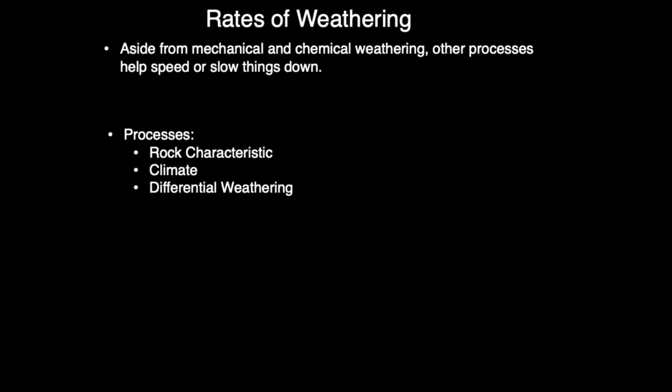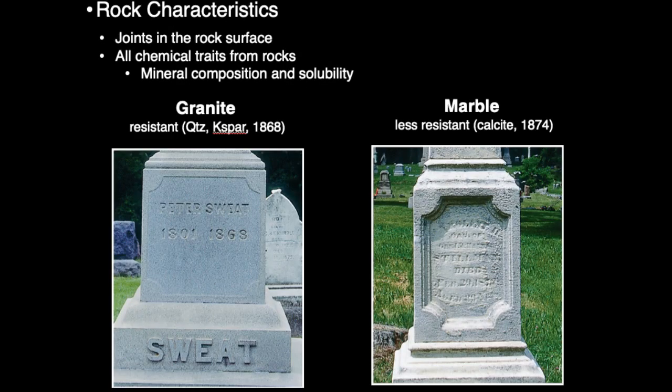Apart from the outside factors involved in chemical and mechanical weathering that split the rock into smaller pieces, and hence expose more surface area, other processes also help speed the rate at which certain rocks will weather. These processes we'll look at in the next few slides, and they're going to be rock characteristics, climate, and also differential weathering.